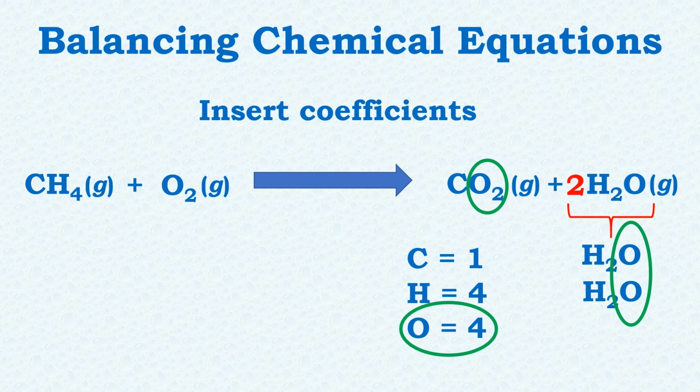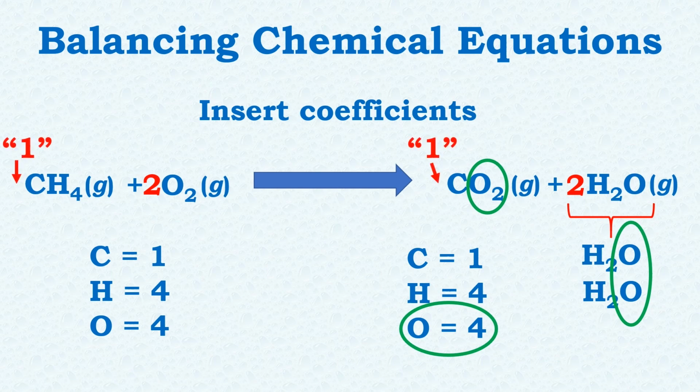We can balance the moles of oxygen on the reactant side by inserting a coefficient of 2 in front of the oxygen. All of the elements are now balanced. Notice there is no need to write the coefficient of 1. If no coefficient is present, a 1 is understood.